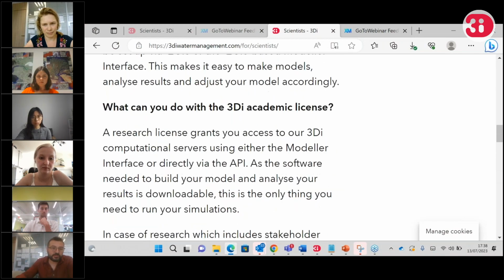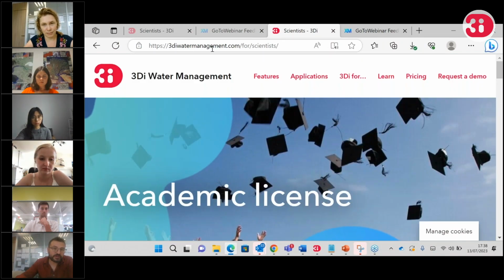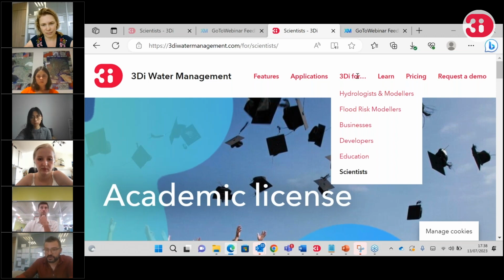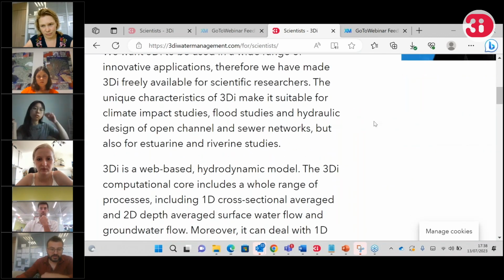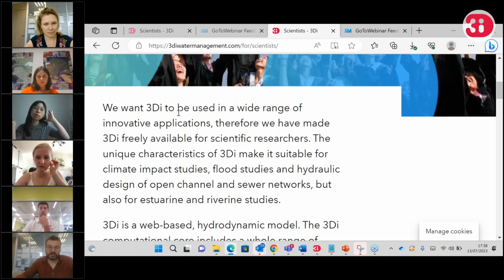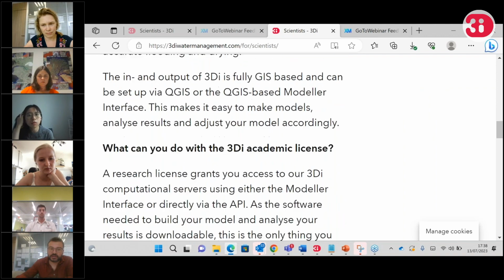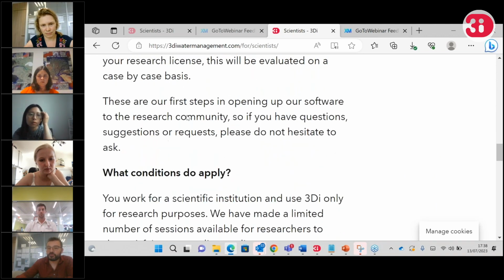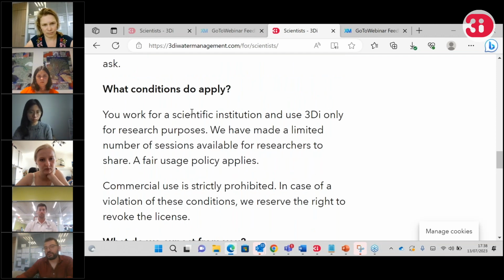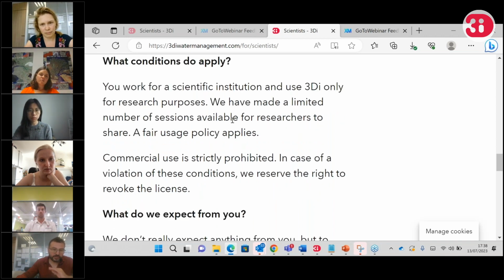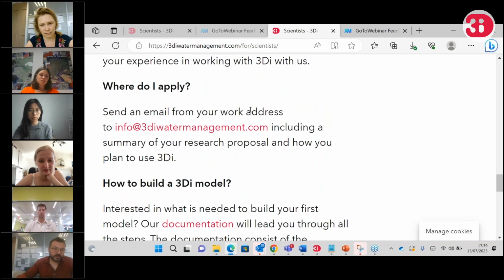Basically, you can go directly to the page www.3diwatermanagement.com. In there, you can find, in one of the dropdowns, a section called 3Di for scientists. If you go through the explanation on the web page, you will see the requirements to apply for a 3Di academic license. We are very open to researchers using our model. As long as the model is not going to be used for commercial purposes, we almost always say yes to an academic license. That is the requirement, and you can find there how to apply, which is very easy. It's usually sending an email with a questionnaire and answering some questions.